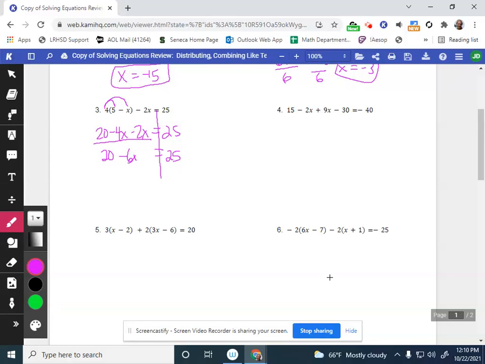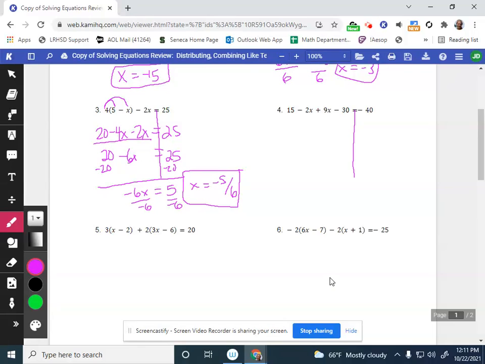I want to get 6x alone, but I first have to get rid of the constant here, or the number that doesn't have a variable. 20 is positive, so I'm going to subtract 20 from both sides and get negative 6x equals 5. Divide both sides by negative 6. X equals negative 5/6. Leave your answer like that. Don't put it in a decimal, or it's going to get weird.